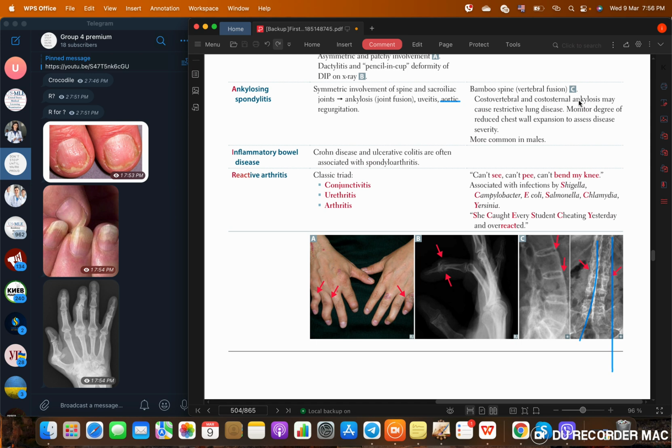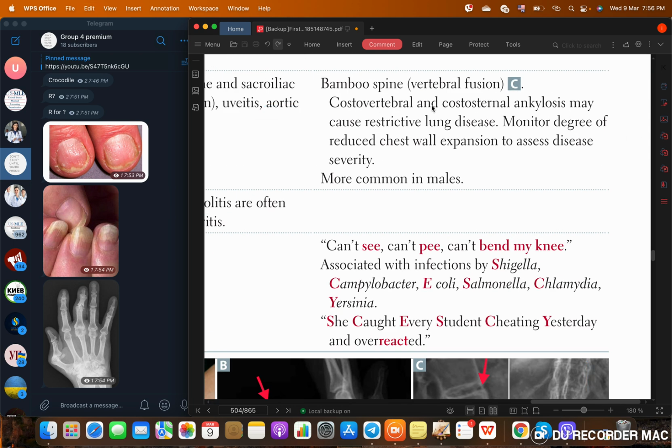Costovertebral and costosternal ankylosis may cause restrictive lung disease. When we speak about restrictive lung disease, we will learn that the total lung capacity will decrease, but the FEV1 to FVC ratio is going to be normal or high. Restrictive lung disease can be due to internal lung pathology, preventing the air getting into the lung, or external pathology, which is the situation here. So the musculoskeletal abnormalities are preventing our chest cavity from getting the air back to our lung.